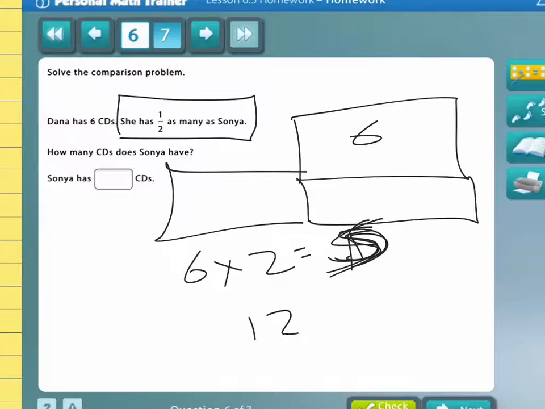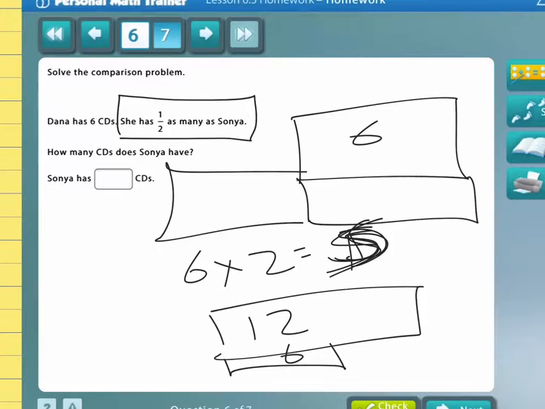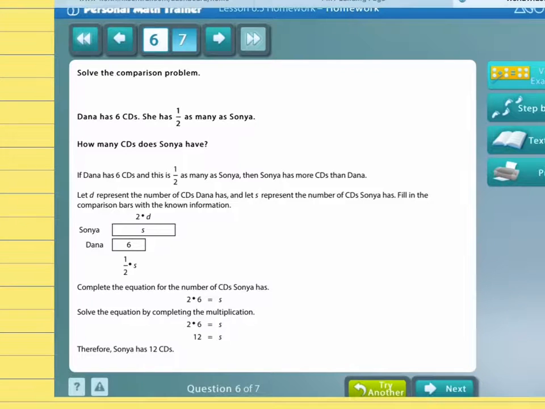And you check it. If Sonia has 12 CDs, is half of that equal to 6? Yes. So Dana's is half of Sonia's. And looking at the example from Think Central, it's exactly what they did. They said 2 times Dana is equal to Sonia, or half of Sonia is equal to Dana. Doesn't matter how you say it. You could even say Sonia divided by 2 is Dana. Either way you get it, you can see that Sonia has 12 CDs. So you have to really use self-talk to solve these problems and go through the process.